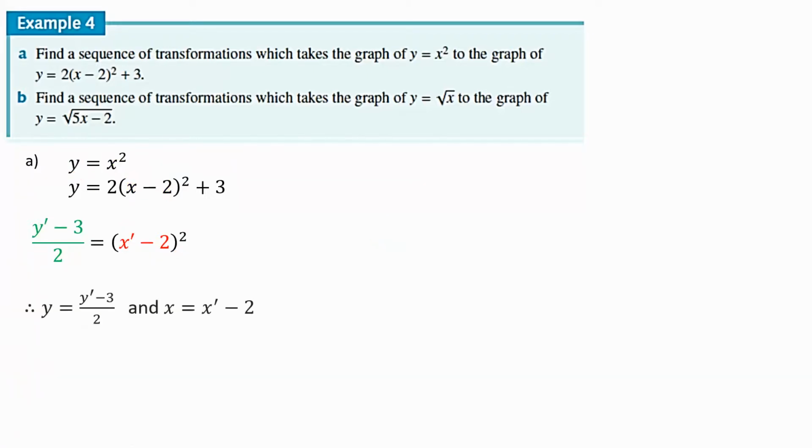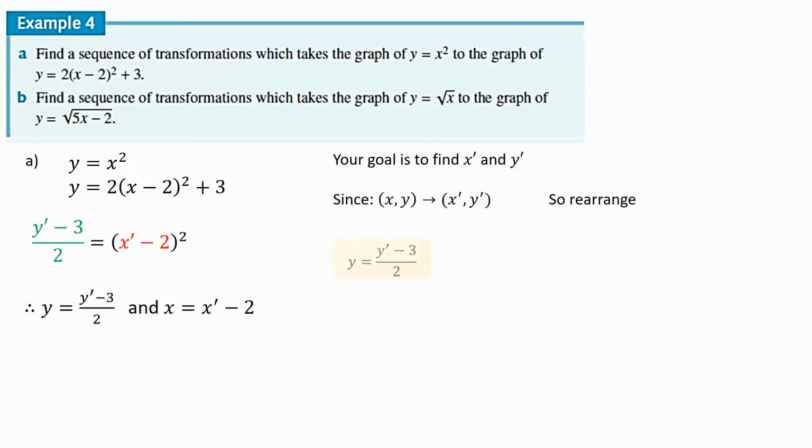I'm going to write it out here so it's a bit cleaner. Your goal is to find x dash, y dash. So here we go. I rearrange them. This is my old y equals that. Times 2 on both sides. Get rid of the fraction. Y dash minus 3. So if I add 3 on both sides now, what that tells me is to get the new y, times the old y by 2 and add 3.